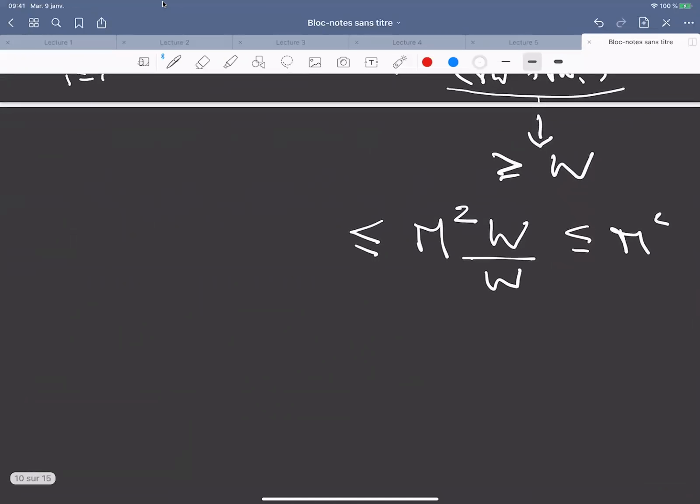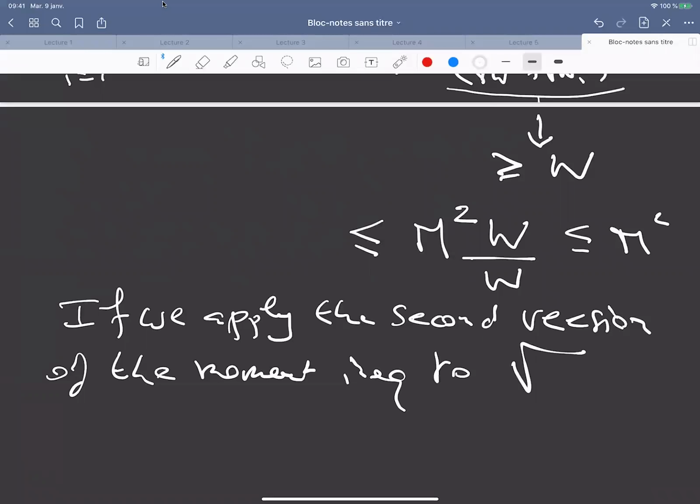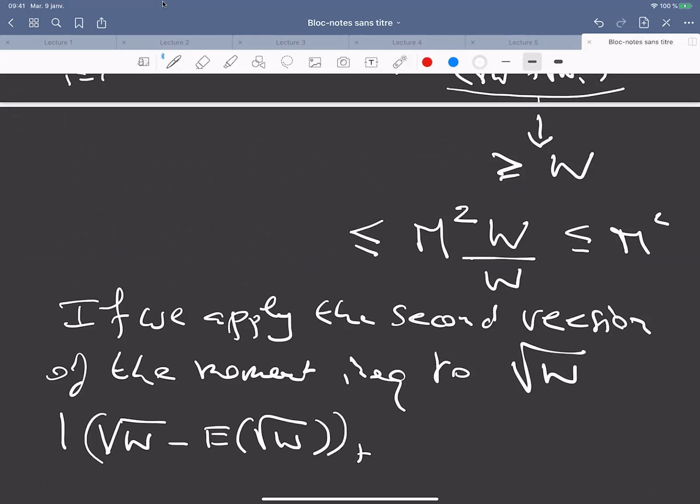So this is good news, because now if we apply the second version of the moment inequality to the square root of W, what you get is that the square root of W minus the expectation of the square root of W, positive part, LQ norm, is less than the square root of tau Q times the LQ moment of M. And you have no longer W appearing here.